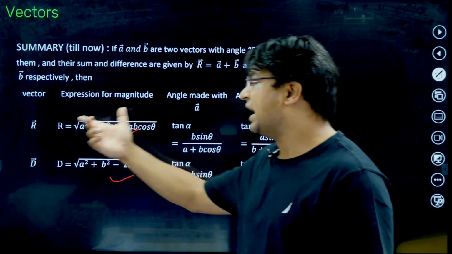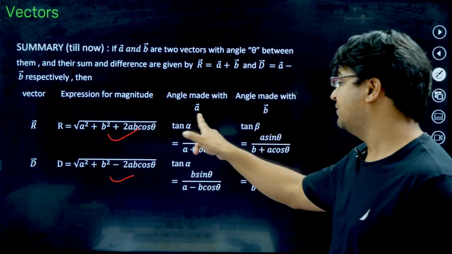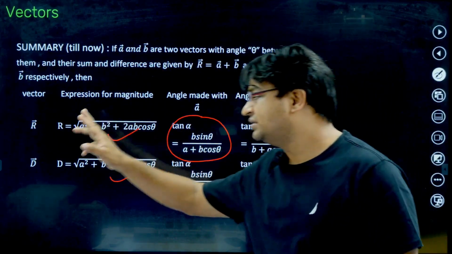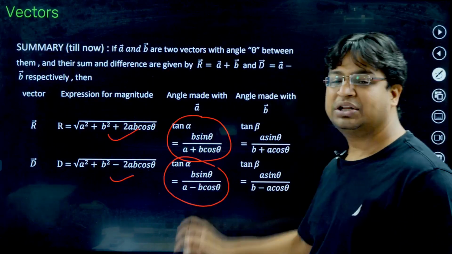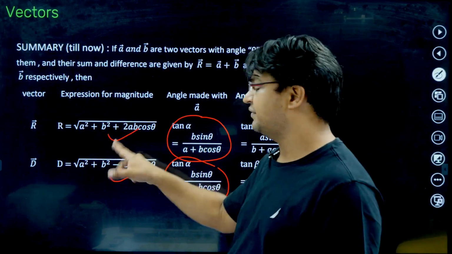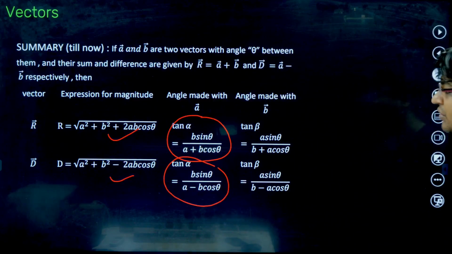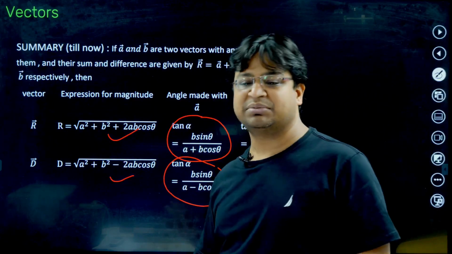The angle that the r vector makes with the a vector will be given by this formula, and the angle that the d vector makes with the a vector will be given by this formula. What is the difference between these two? Only the plus and minus have been interchanged. Here also the same difference, only the plus and minus have been interchanged.